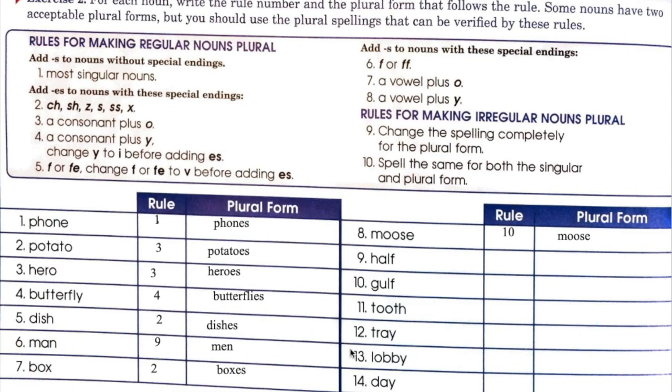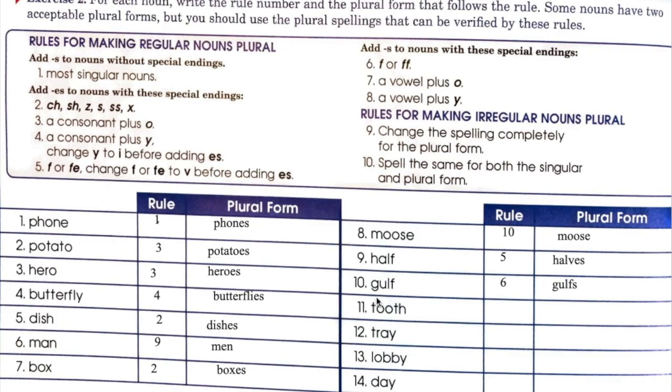Number 9, half. Half ends with an F. So that means that it could be rule number 5 or number 6. You have to know these words pretty well to figure it out. You should know that to make half plural, we have to change the F to a V and add ES. So that is rule number 5. So half becomes halves. Number 10 is gulf. Again, ends with an F, but we don't say gulves, we say gulfs. So with this one, it follows rule number 6. We don't change the F to a V. So for rule number 6, we just add an S to the end. So we have gulfs.